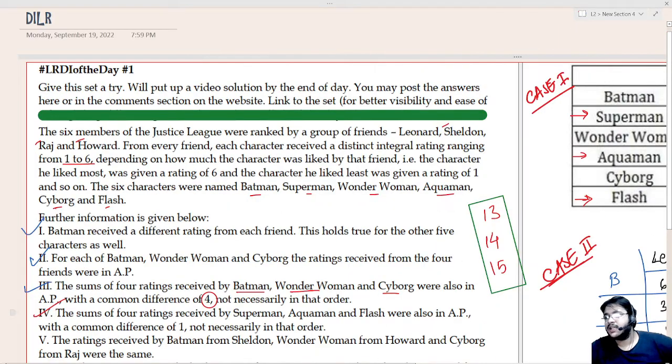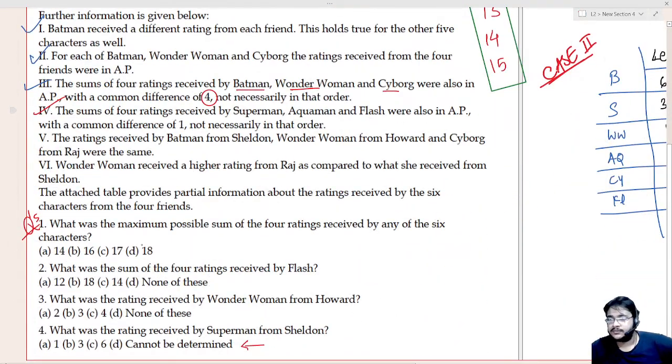So the maximum that can go is an 18. So the first one is 18. So I haven't even completely filled the second table and I am able to solve the first question correctly. What was the sum of the 4 ratings received by Flash?